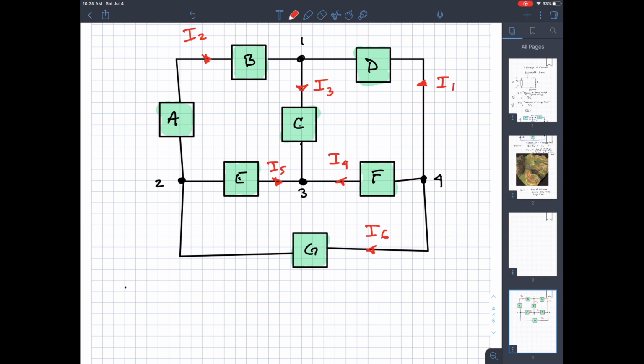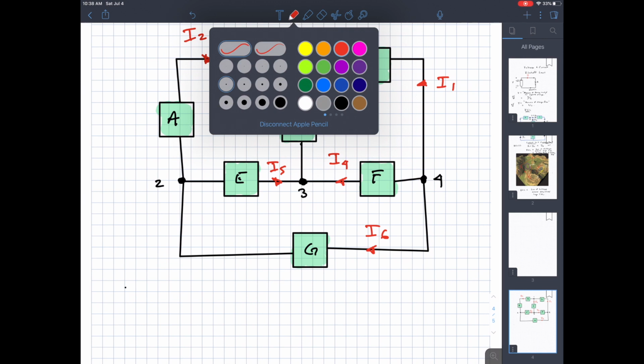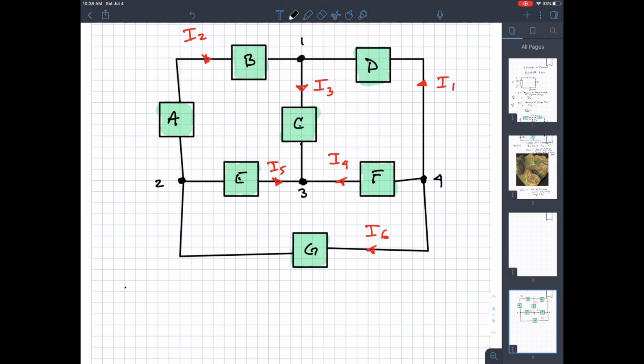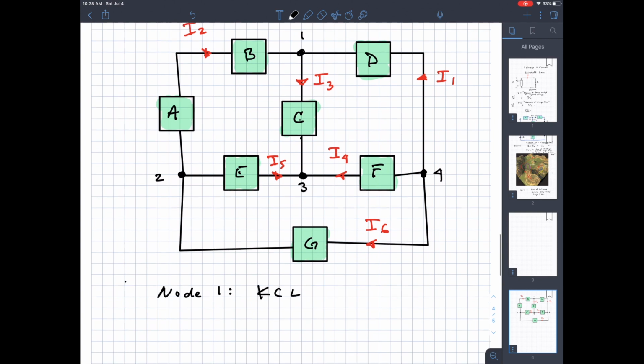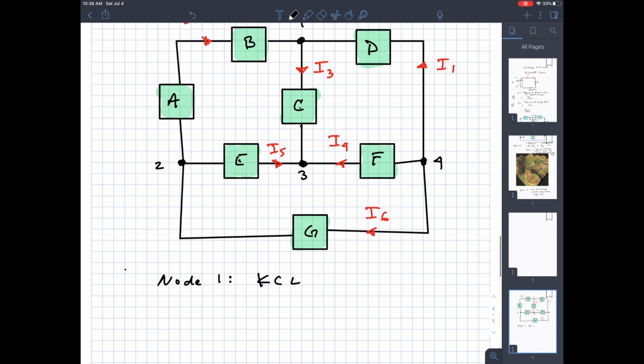Okay, so I've labeled the branch currents. At this point I can write a KCL equation for node 1. What I have for that is current in equals current out.